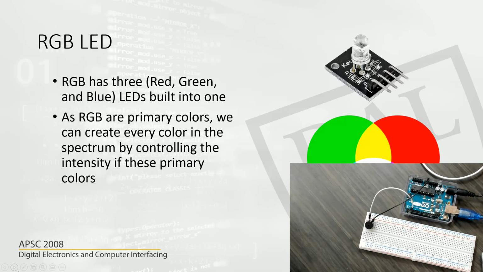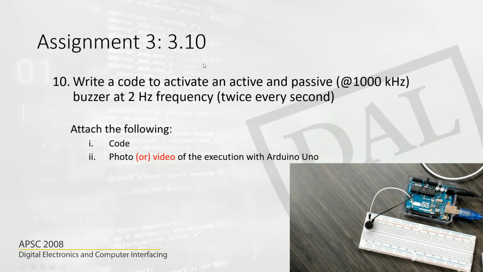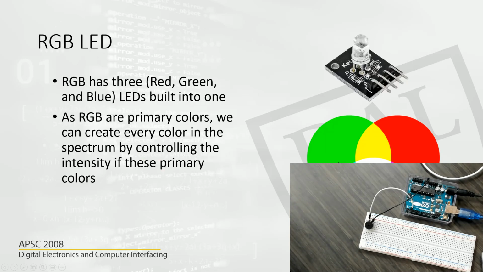So what is 2 hertz? Hertz is cycles per second. So twice every second. So you have to produce that. And you will have to add the code. You can add a screenshot or copy paste, that is okay. And then you will have to attach a photo or video of this execution in Arduino.